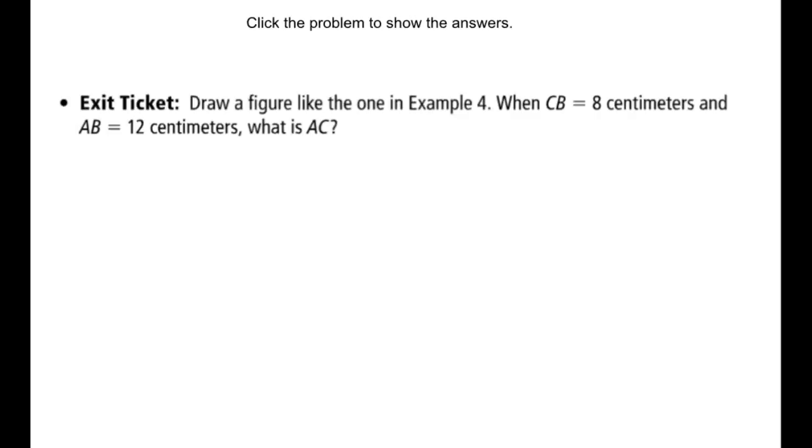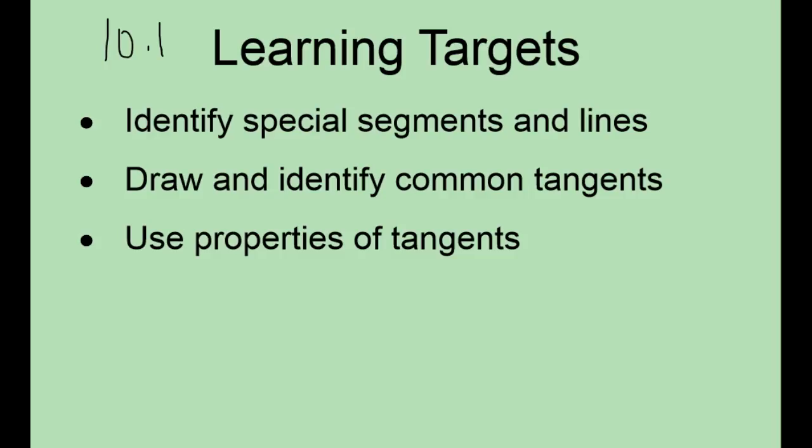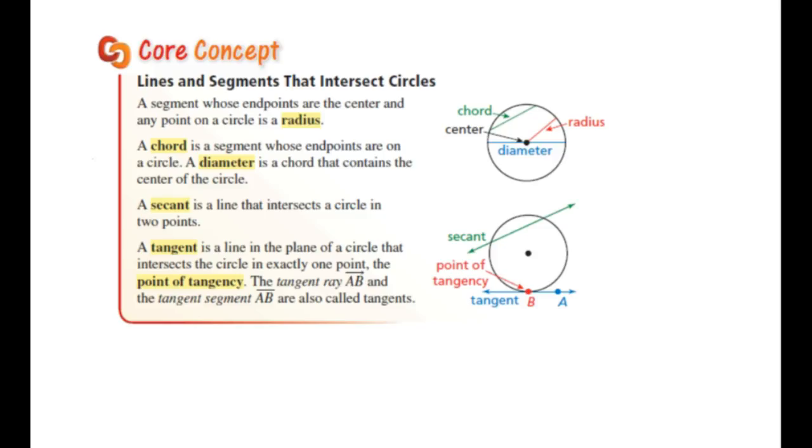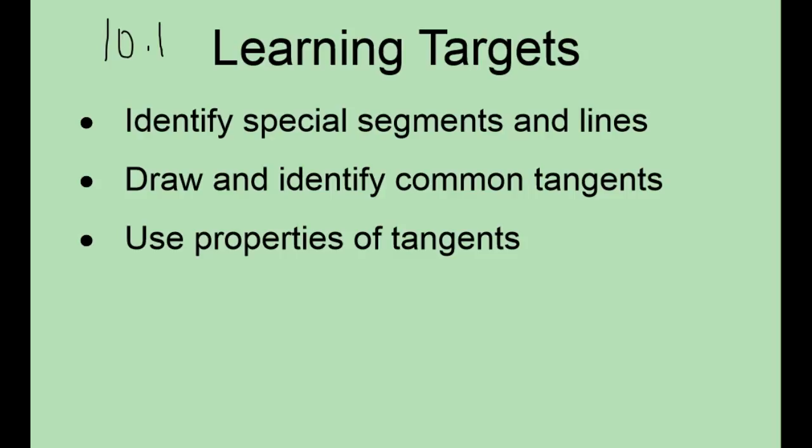So now let's look back at our learning targets. First was to identify special segments and lines, and that's really what this is looking at. The difference between a chord and a diameter, what we're looking at for the radius. How is a secant different than a chord? What do we know about a tangent line to my circle? These are the big things for that first learning target.